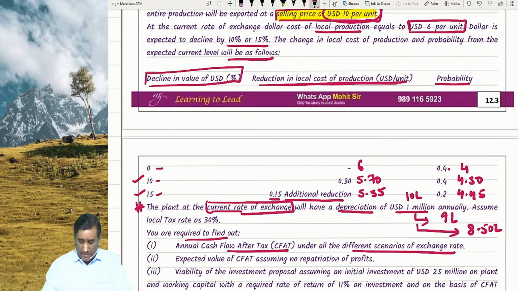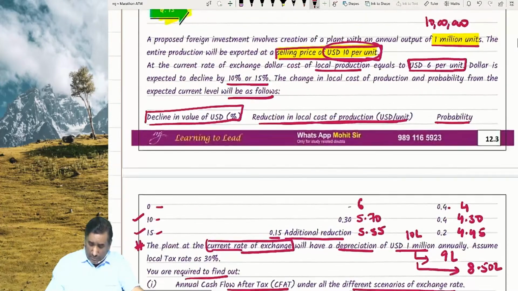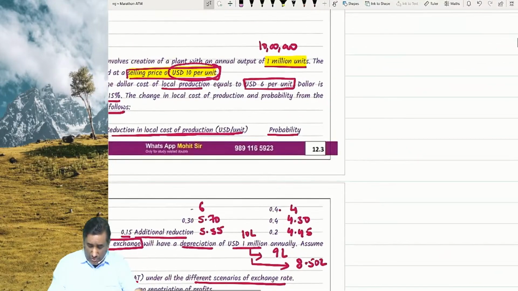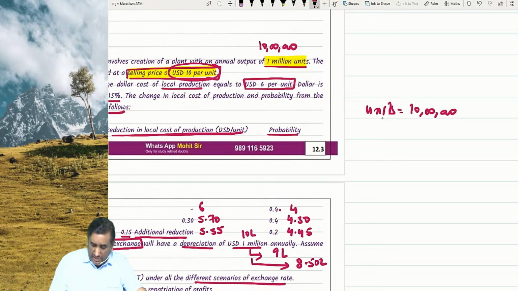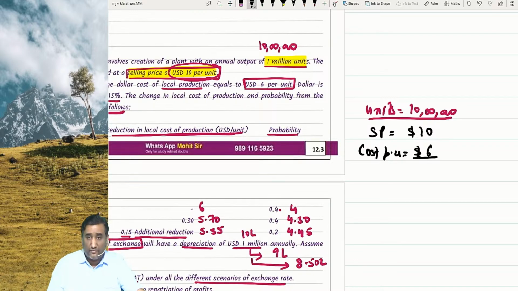I'll do one with you, then I'll show you the second and third answers. So let's cover the first part. What will be done? Units are 10 lakh units. You can do along with me so that the second and third become easier for you. Units are 10 lakh. Selling price, first case, is 10. Cost per unit is 6. We are taking the first case.